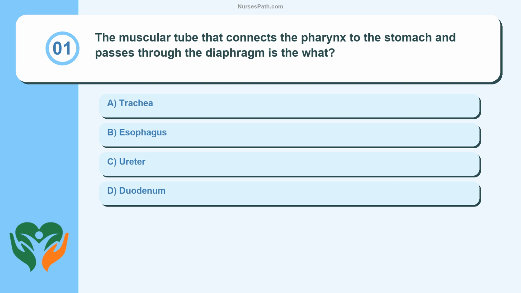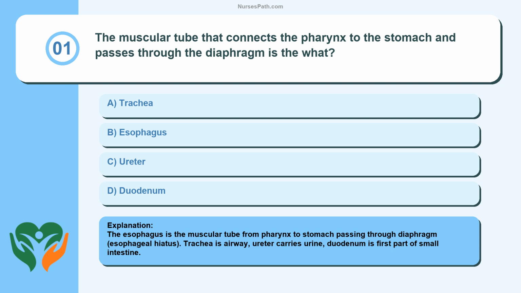Question 1. The muscular tube that connects the pharynx to the stomach and passes through the diaphragm is the what? Trachea, esophagus, ureter, duodenum. The esophagus is the muscular tube from pharynx to stomach passing through the diaphragm, the esophageal hiatus. Trachea is the airway, ureter carries urine, duodenum is the first part of the small intestine.